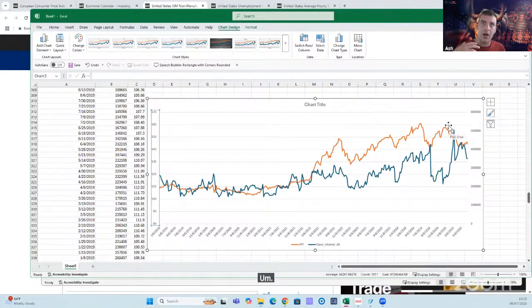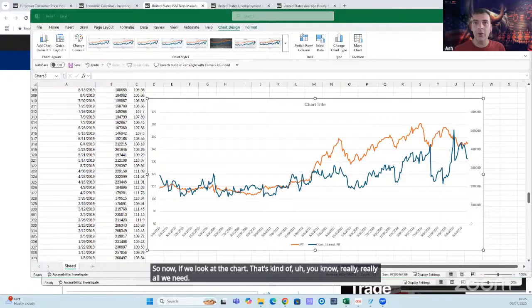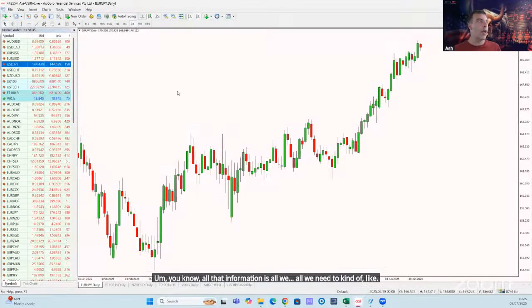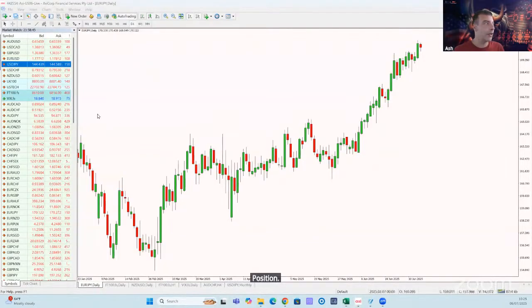Fundamentals that are certainly supportive of some weakness of the dollar. So now if we look at the chart, that's really all we need. All that information is all we need to start saying, well, where can we find a position? Where can we find a trade on this?